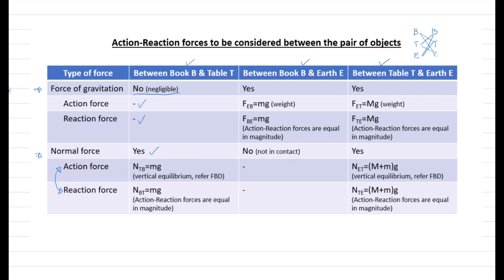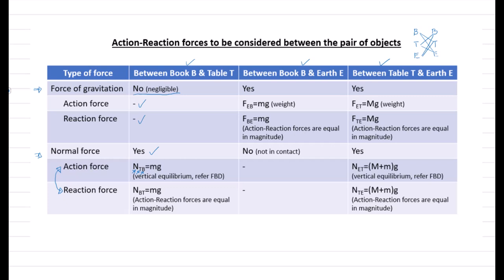So I've considered, let's say, the normal force exerted by the table on the book. The normal force has to balance the weight of the object, and the weight of the book is mg.